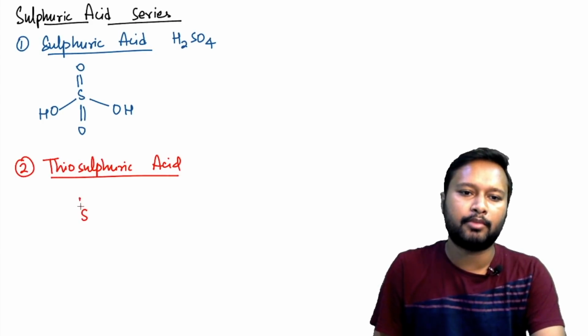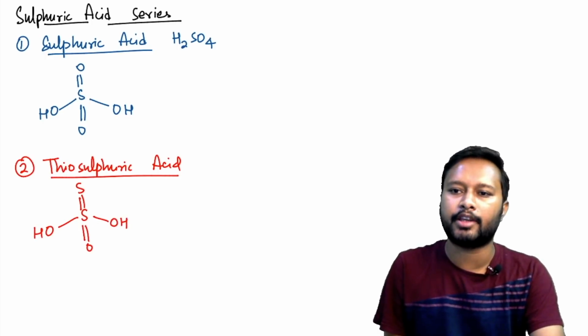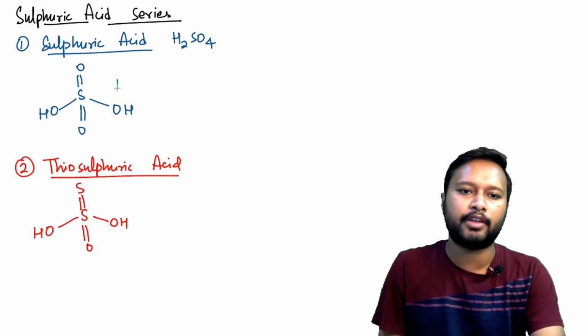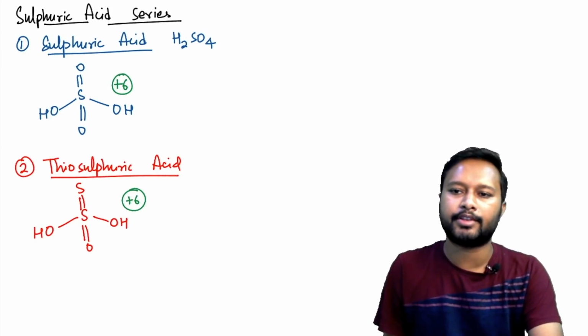So the structure will be like this: S double bond S, and it will be OH. Just one oxygen you have to remove, okay, not all the oxygens. So yeah, this will be the formula for your thiosulfuric acid. The oxidation state over here is +6, and here also it should be +6, okay. These are the oxidation states for this. Okay, so the next one is your pyrosulfuric acid.